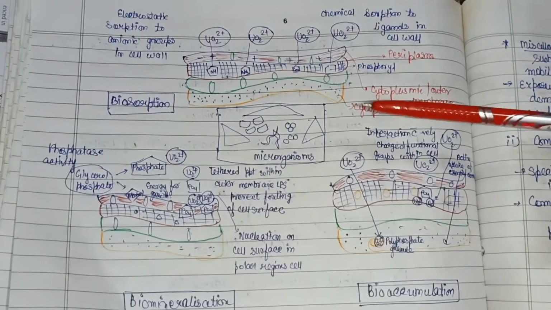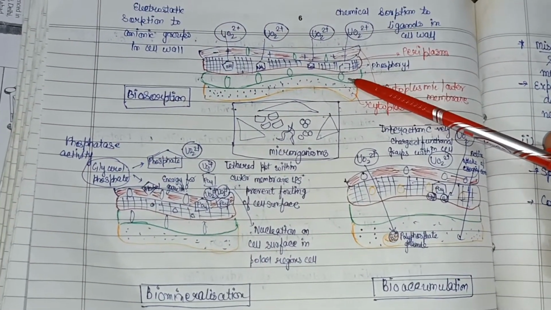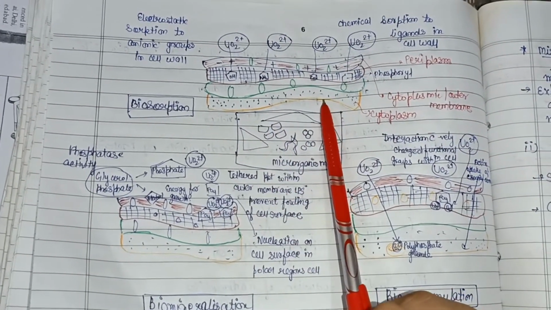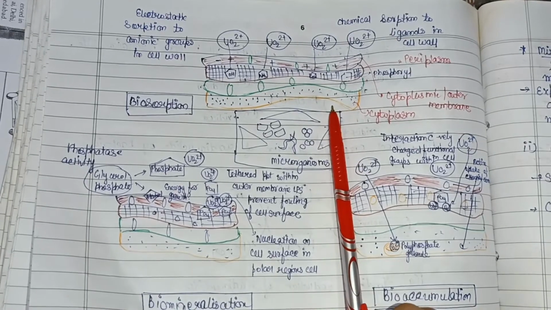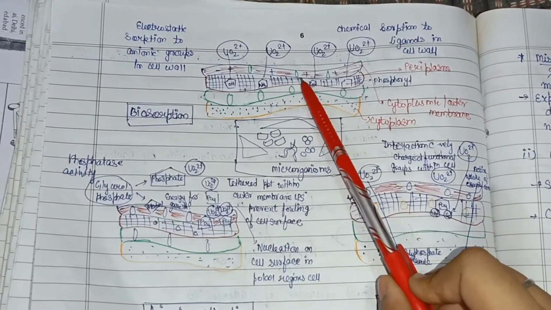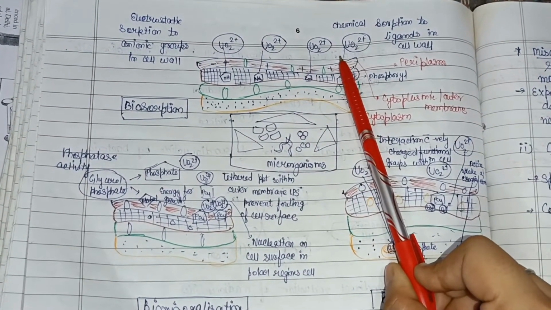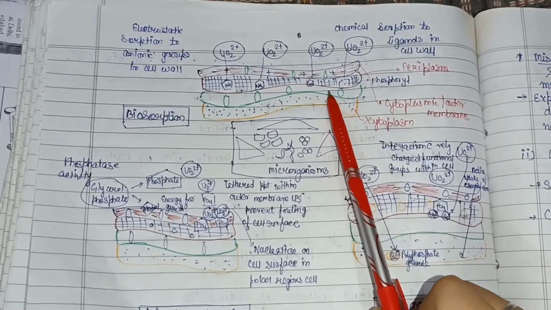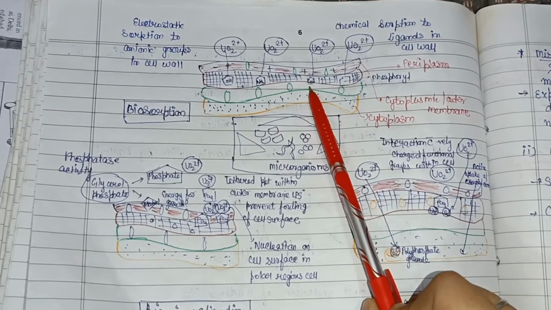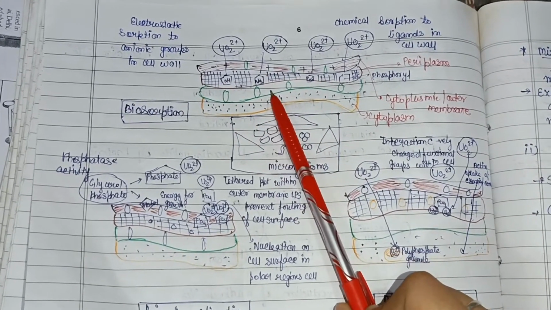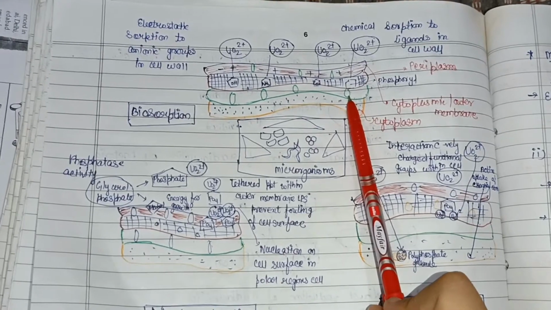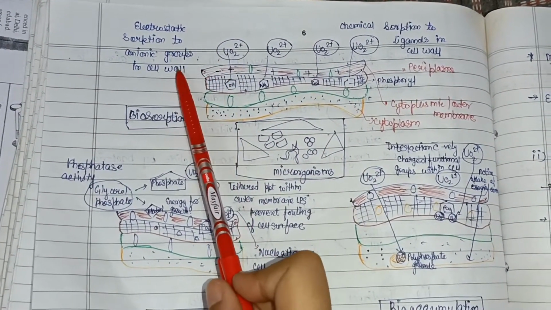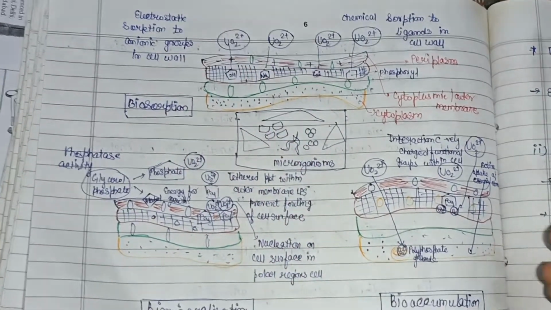So here, first, in case of bioabsorption, this is the bacterial cell wall, that is the cell structure of the bacteria. These are the radionuclides that get attached to the surface. Various functional groups are present, that is OH, NH2, etc. Phosphoryl group is also present. So electrostatic absorption to the anionic groups in the cell wall, that is they get attached here.